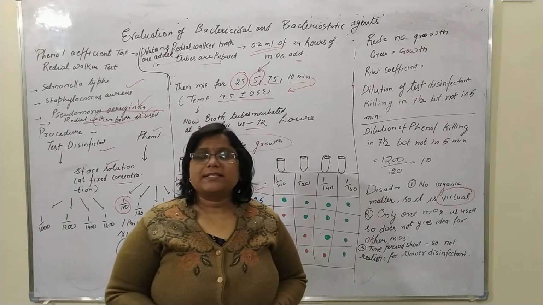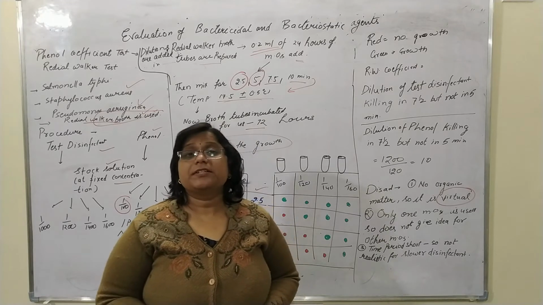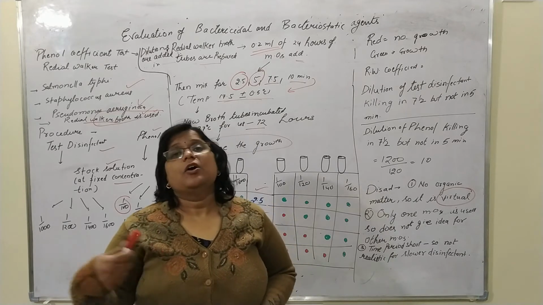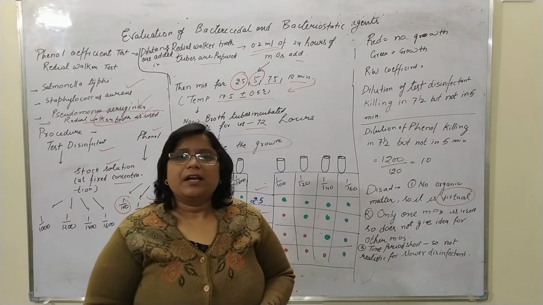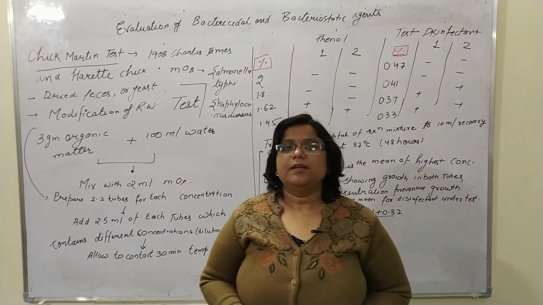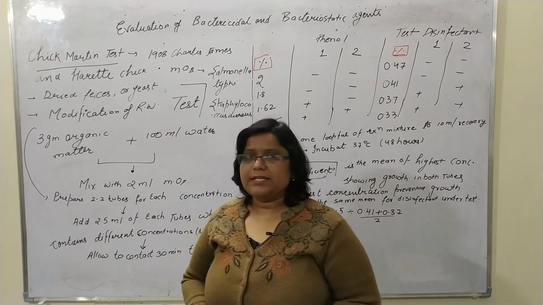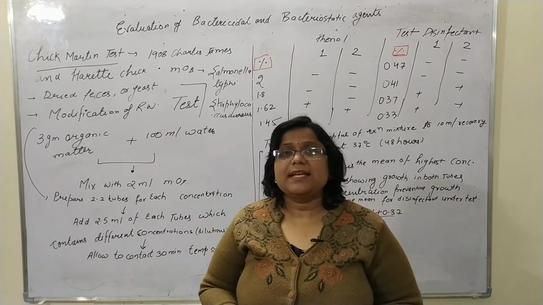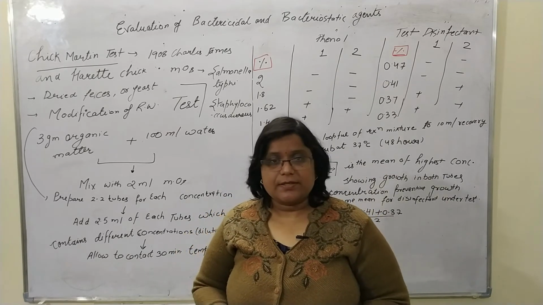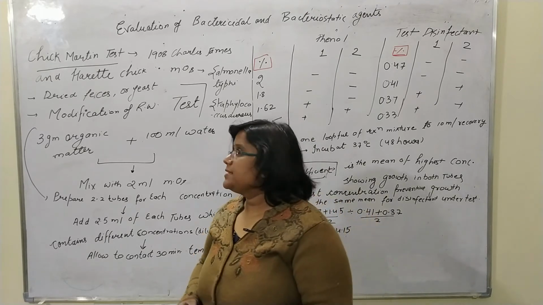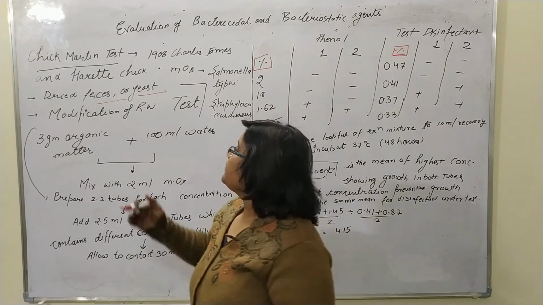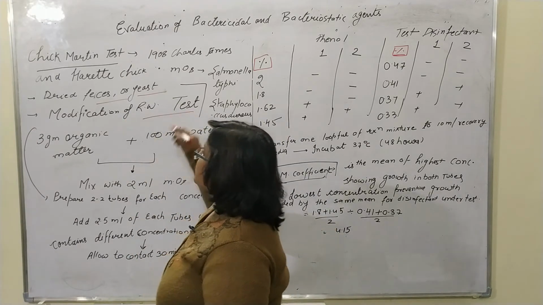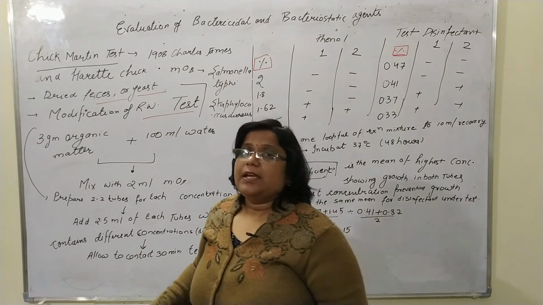Okay, so now we will discuss the Chick-Martin test, because in the Chick-Martin test we use organic materials, with the help of which we can somewhat justify our procedure. The Chick-Martin test is more realistic as compared to the Rideal-Walker test, because in this we use dried human feces or yeast. It is a modification of the Rideal-Walker test.